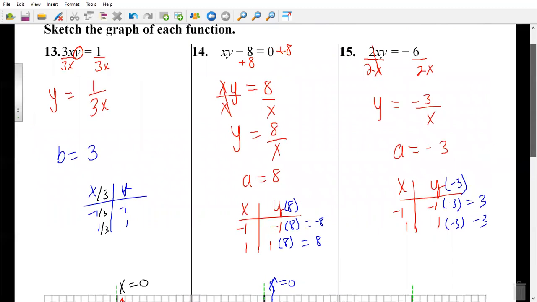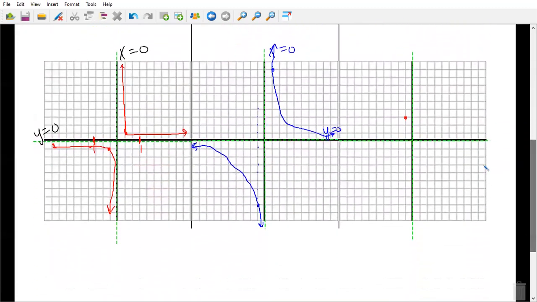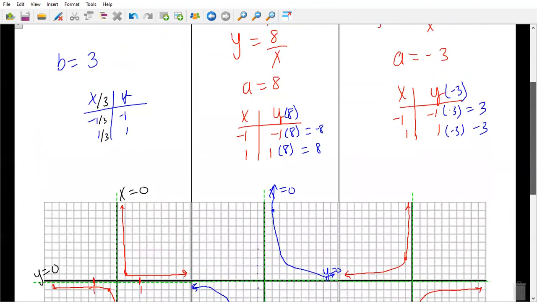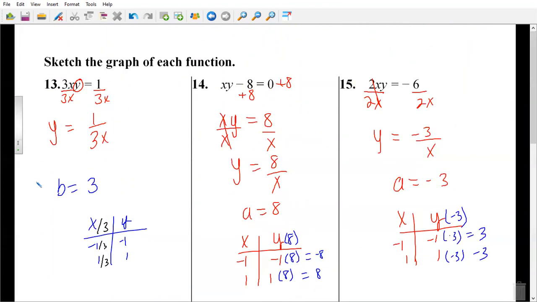There's no effect to our x values. When you simplify, it goes away. And follow my asymptotes. Follow my asymptotes. All right. And that concludes part B. 11.2B. Done.